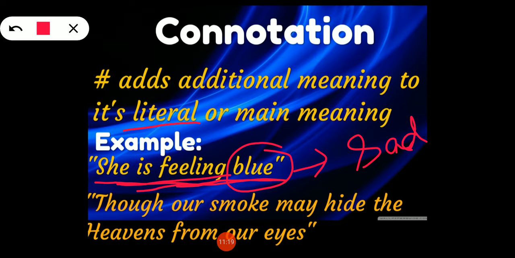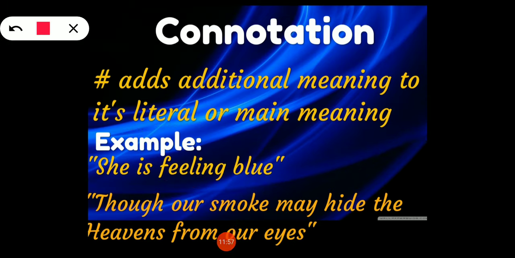See, though our smoke may hide the heavens from our eyes. Okay, this is the line given in our poem The Secret of the Machines. So what is the meaning here? When smoke is emitted by an industry or factory or by a machine, definitely it will go high in the sky. Sometimes it will be hiding a very minute part of the sky. But what is said here? The poet is telling that it is hiding the heavens from our eyes. So some additional meaning is added to its main meaning. That's why it is an example for connotation.